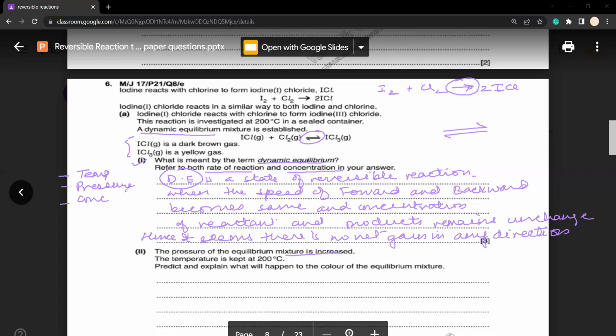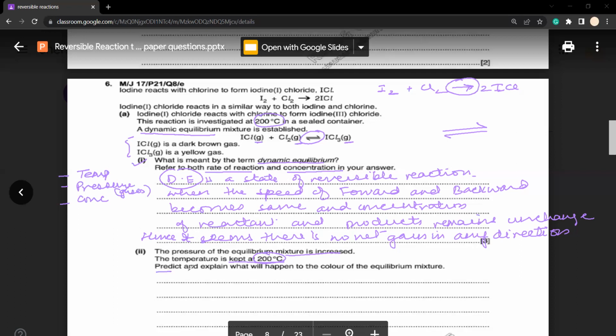So the pressure is only increased when you have gases. So let's see, are there gases involved here? Yes, ICl is a gas, chlorine is a gas, and ICl3 is a gas. Yes, gases are involved. So they're saying that the pressure of the equilibrium mixture is increased. The temperature is kept constant at 200 degrees Celsius. They have kept the same temperature at which the dynamic equilibrium was attained, but they have increased the pressure.